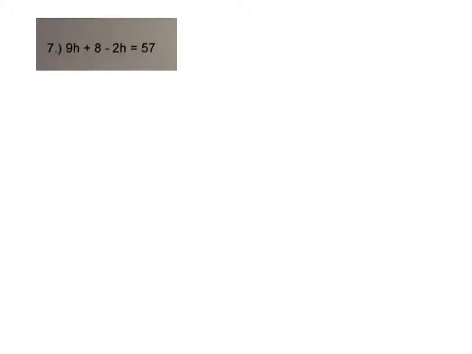Alright, so on here I see on the left side that I've got 9h and negative 2h. I'm going to keep the sign just to the left of it. So I'm going to take this 9h and combine it with negative 2h, because those are like terms. I'm going to put those together. That gets me 7h. I still have the plus 8, and I still have the equals 57. Still going to work to get h all alone by itself on one side, so I have to undo that adding by 8.